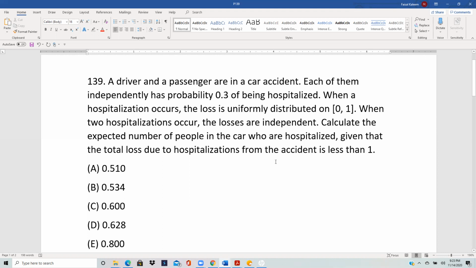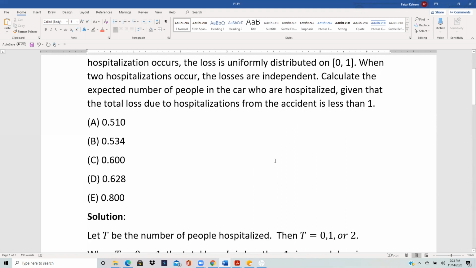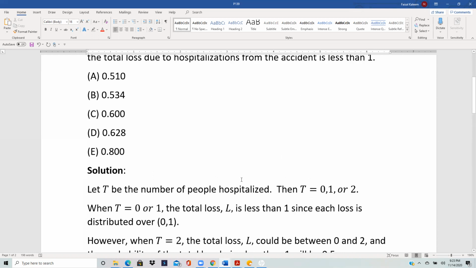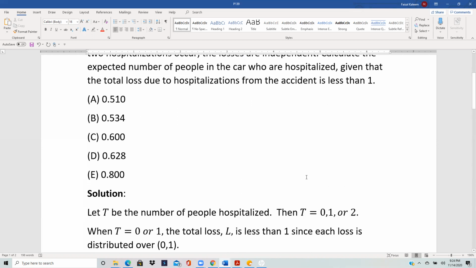So let T be the total number of people who are hospitalized, because that's an important part of what we need. So it'd be 0, 1, 2, because either none of them will be hospitalized, the driver and the passenger, or one of them, or both of them. Now, when T is 0 or 1, of course, when T is 0, loss is less than 1 because there's no loss.